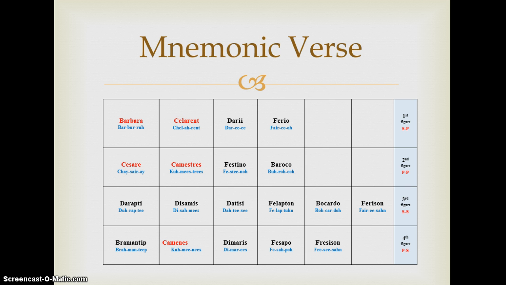We have 3 vowels, and in each of these names, there's only 3 vowels because we only ever have 3 propositions, 2 premises and 1 conclusion. So in Celarent, the E is the major premise, A is the minor premise, and E is the conclusion. And we'll just go across to Darii.